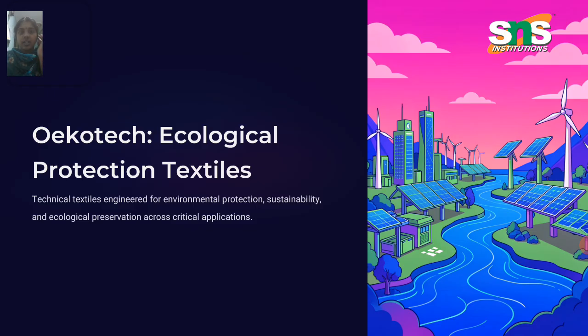What is Oeko Textiles? Oekotech is ecological protection textiles, the technical textile engineered for environmental protection, sustainability and ecological preservation across the critical applications. So, this is mainly concentrated on environmental protection. Even though there are many textile fields, the Oekotech is a main concept of protection field of environment.